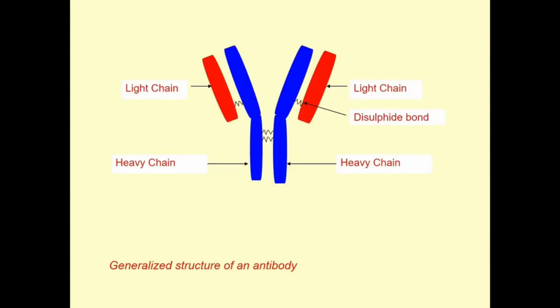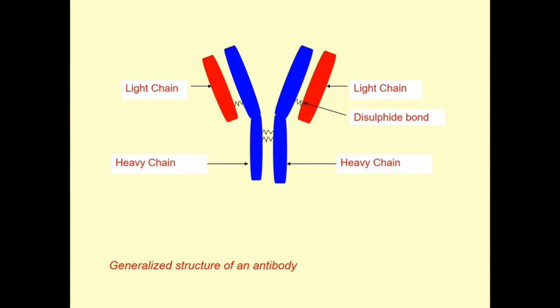They're made up of 4 polypeptide chains. They consist of 2 identical light chains, which you can see in red here in this diagram, and 2 identical heavy chains. The heavy chains have a high molecular weight, they're depicted in blue here, and the light chains depicted in red have a lower molecular weight. So that's where they get the light or heavy chain reference. These 4 polypeptide chains are bound together by covalent bonds, which we call disulfide bonds, or you might hear them referred to as disulfide bridges.